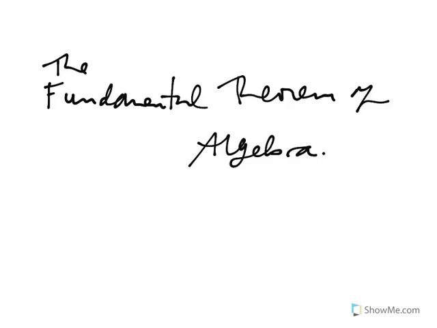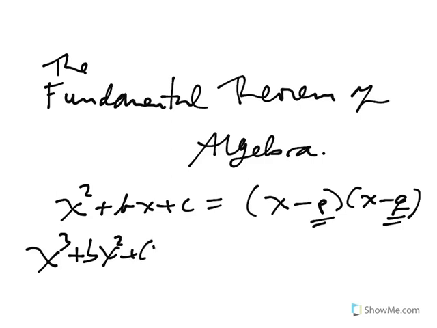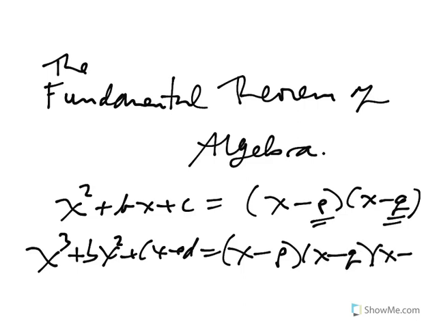It's the fundamental theorem of algebra that says if you have some kind of quadratic, ax squared plus bx plus c, that it can be factored into linear factors, two of them, where these p and q might be imaginary numbers, complex numbers, or rational. And the same thing is true for a cubic. It can be factored into three linear factors, where the p, q, and the r might have some imaginary complex numbers involved in them.